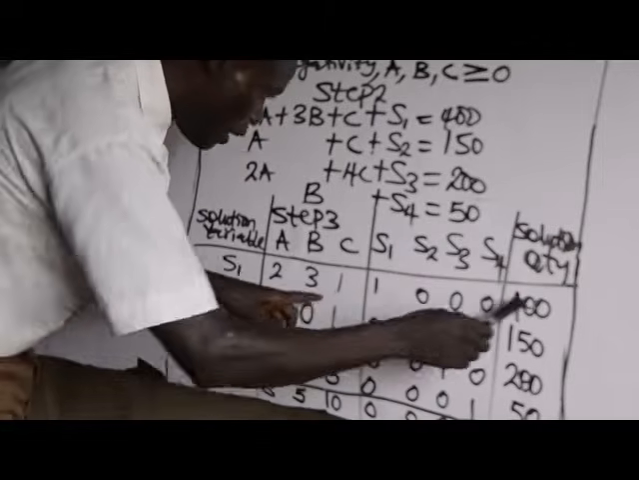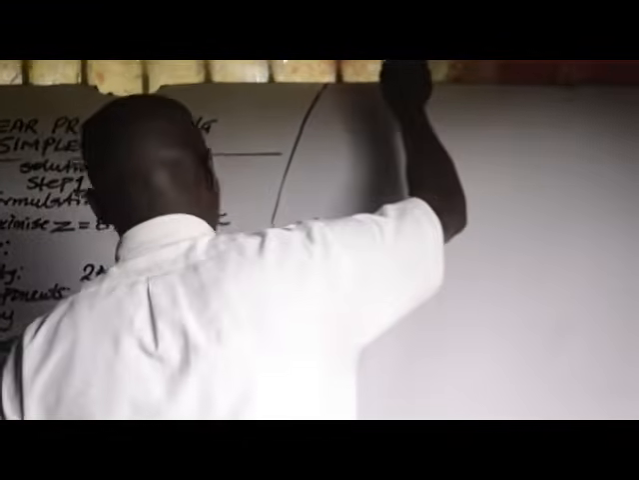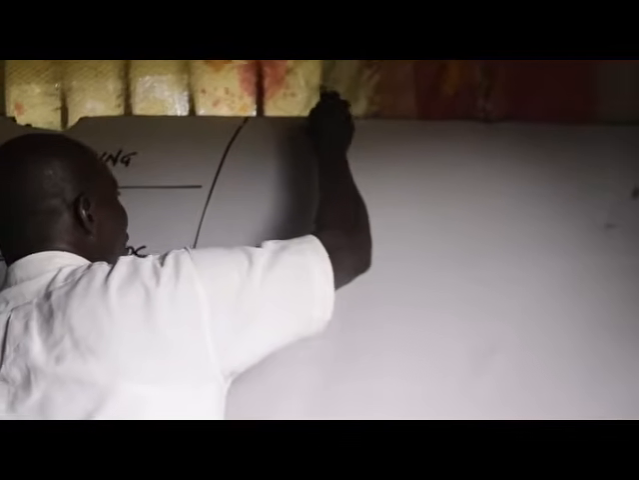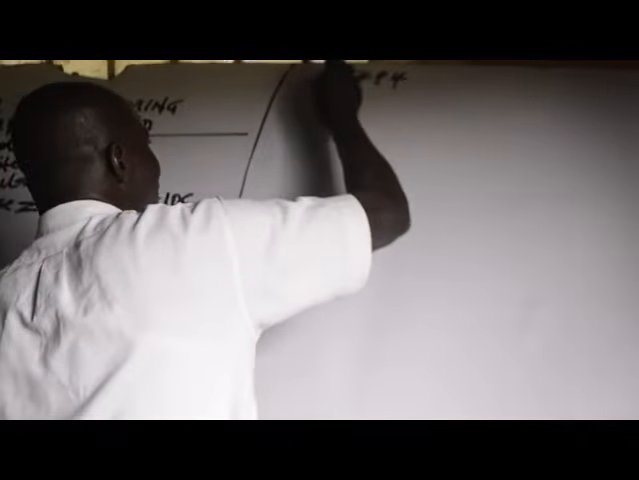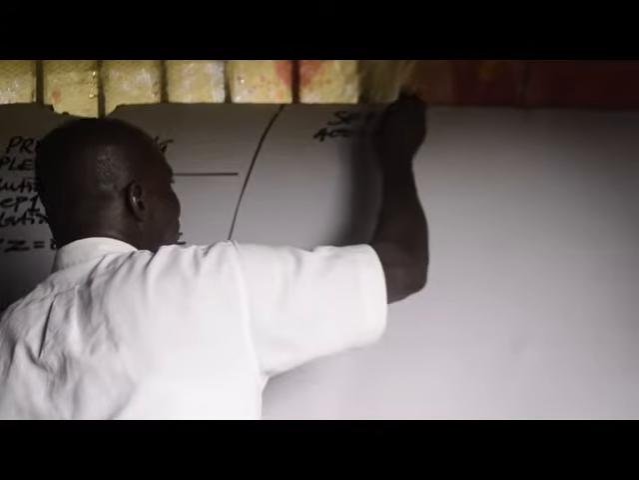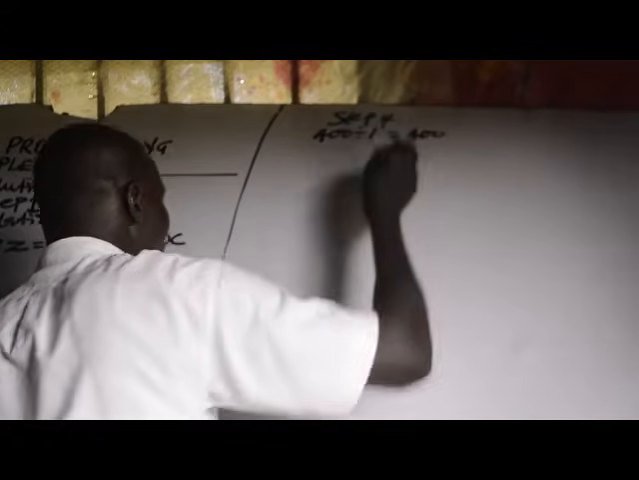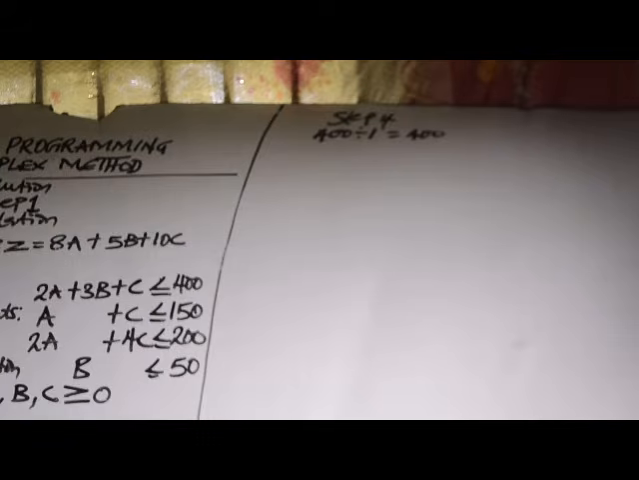So now let's do that. We have step 4. 400 divided by 1 will still be 400. The second one, we have 150.